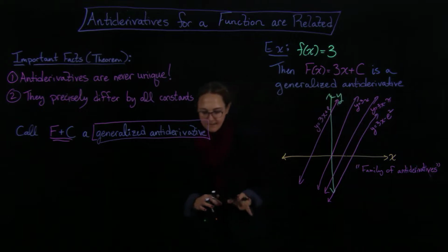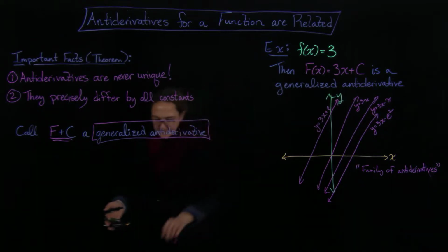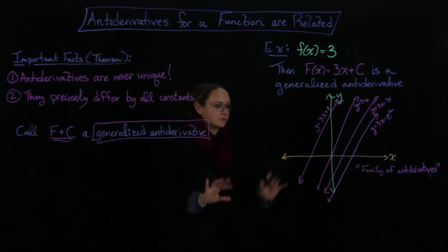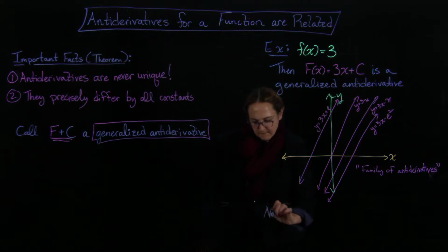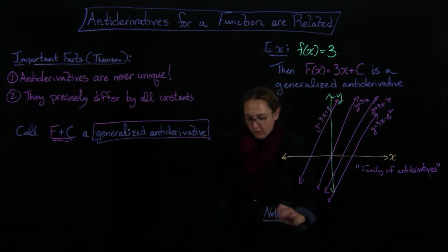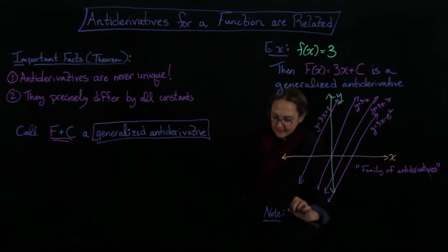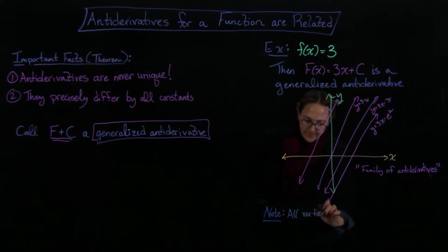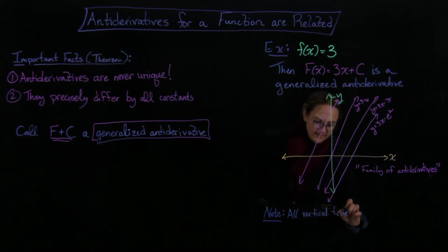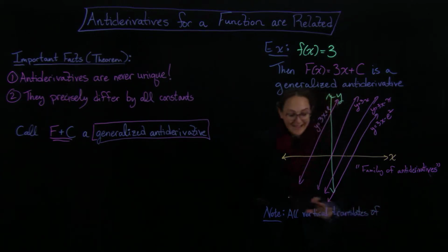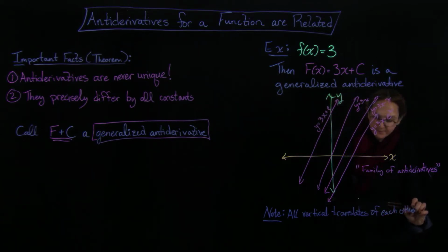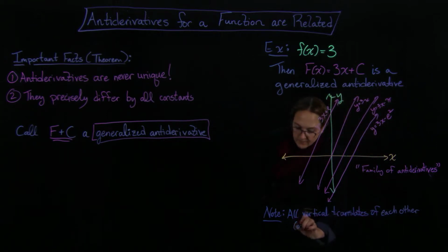The important thing, if I had drawn this correctly, is to note that these are all vertical translates of each other, because you're adding a constant. So there's infinitely many. It's precisely the vertical translates, because that's precisely what happens when you add constants. Or another way to think of it, they're all parallel.